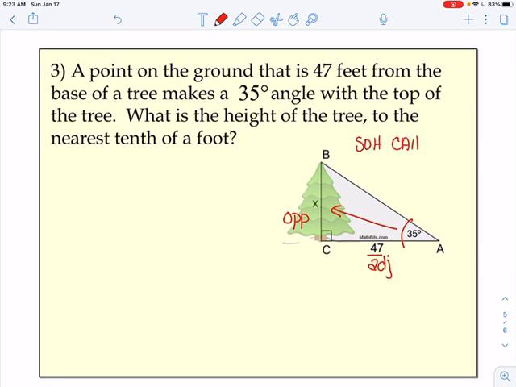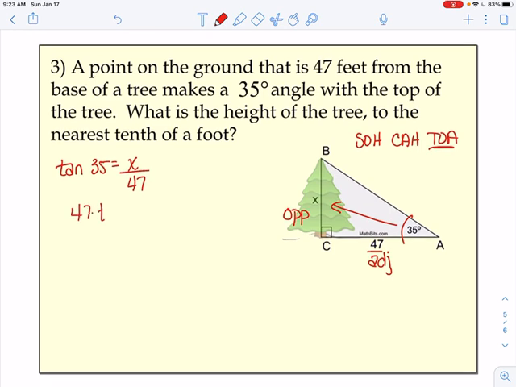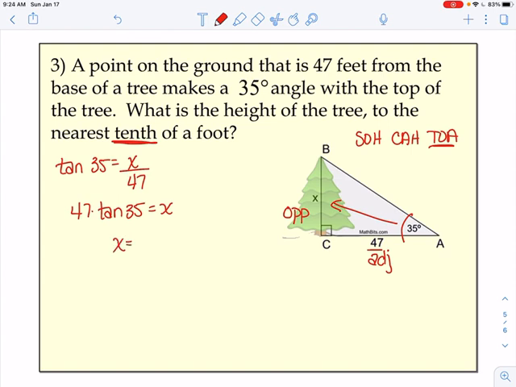So SOHCAHTOA. Okay, I have opposite and adjacent. So when I'm dealing with opposite and adjacent, that's going to be the tangent. So we're going to have the tangent of 35 equals the side opposite, which is x, and my side adjacent, which is 47. Cross multiply, I'm going to have 47 times the tangent of 35 is going to equal x. And again, just chuck that into the calculator. Nearest tenth of a foot is 1 spot after the decimal. So when you round appropriately, you should get an answer of 32.9.